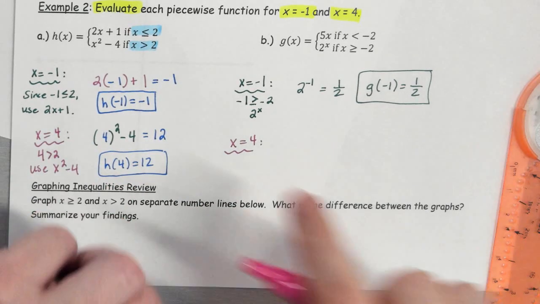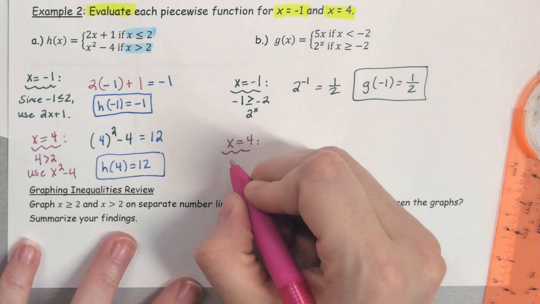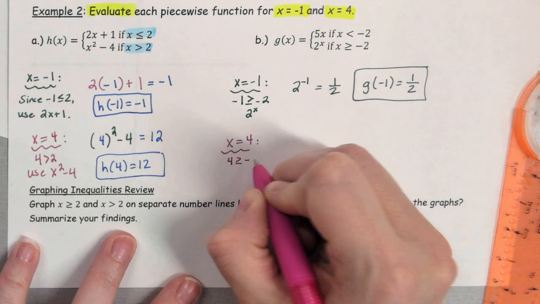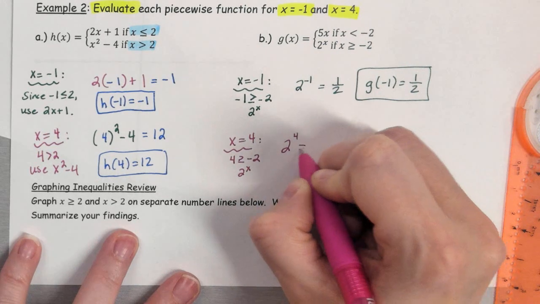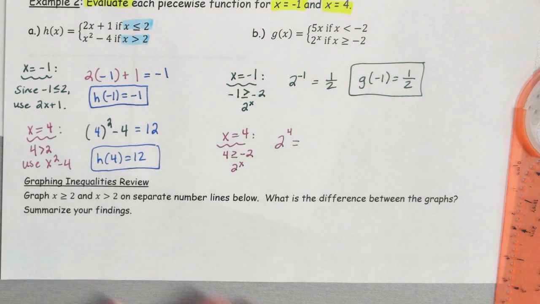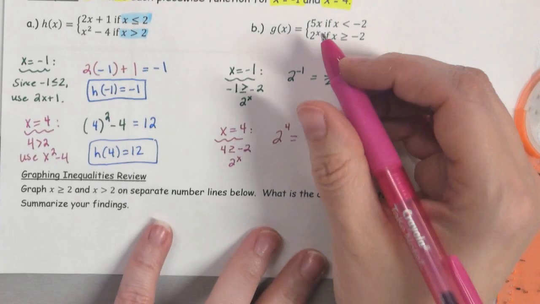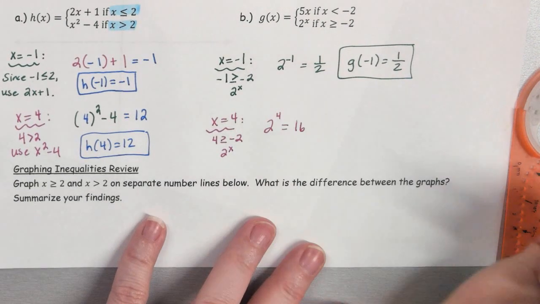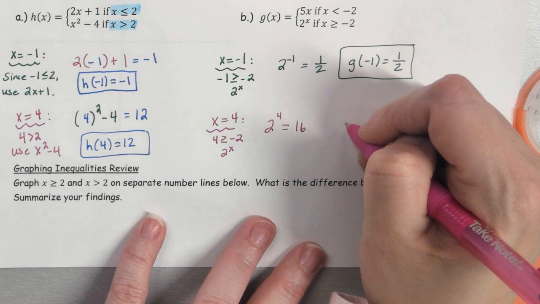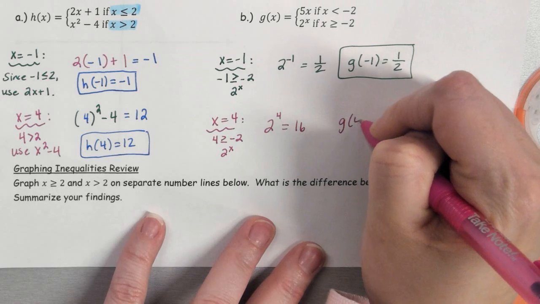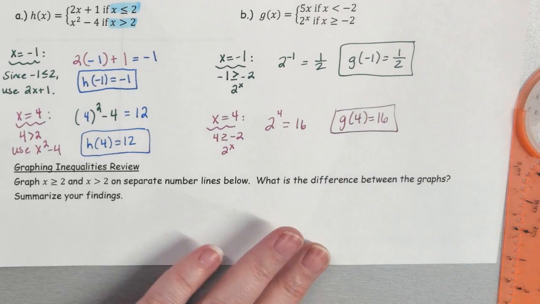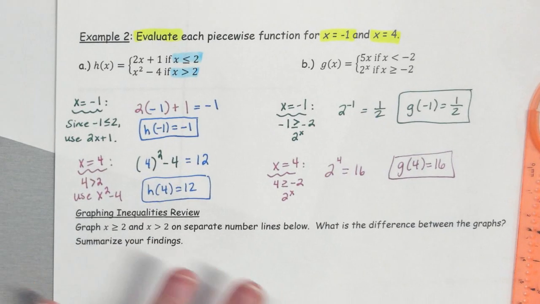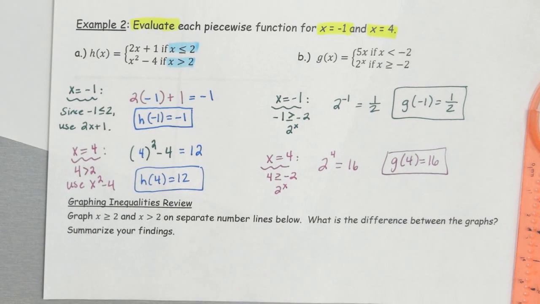Okay, what about for 4? 4 is greater than or equal to -2, right? So you had to use the same equation. Okay, so you had to use the bottom one for both of them. That's fine. You don't have to use both of them. Okay, so then, yep, this one's g of x, so this will be g of 4 equals 16. Okay, what questions do you guys have for me on the evaluation piece?